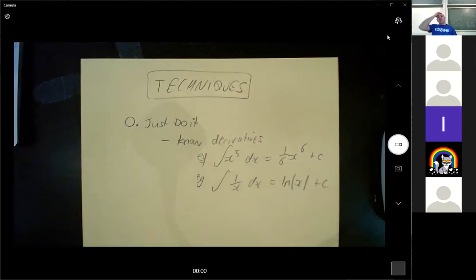Someone's asked, are we covering the upper and lower sums thing today? My plan was to do that, yes, but it's going to probably be at least an hour from now. All right. Could you explain plus c visually?